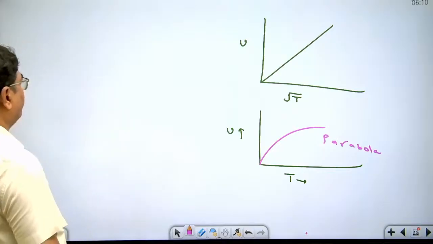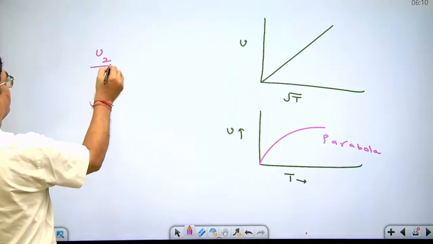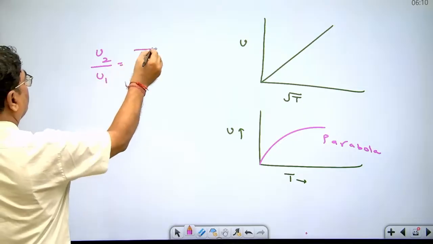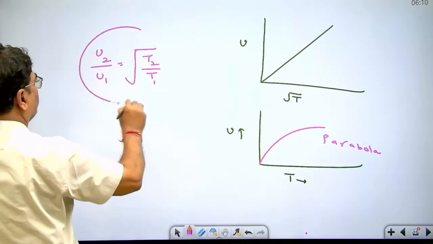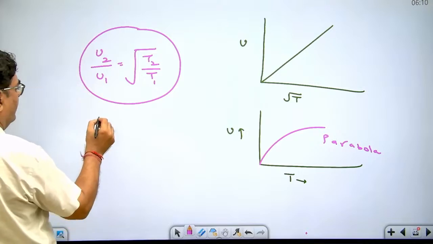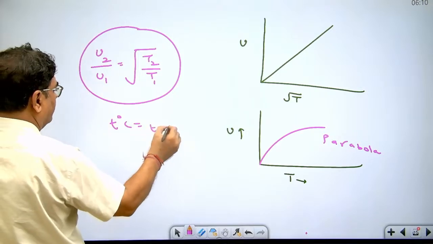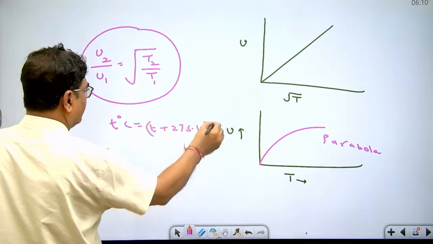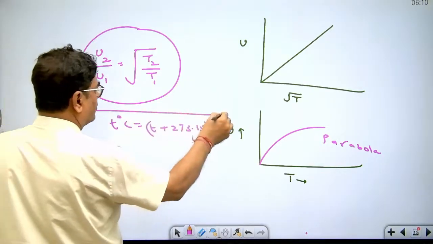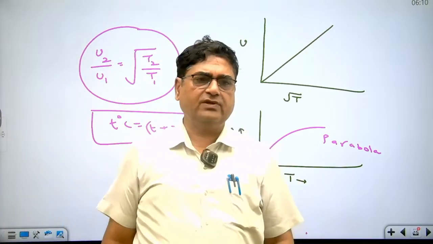And if we want to solve any numerical problem when molar mass remains constant, you can write V2 upon V1 equal to under root T2 upon T1. But never forget to write temperature in Kelvin, okay? And how you will convert: T degree centigrade equal to T plus 273.15 Kelvin. This is the way to convert Celsius into Kelvin.